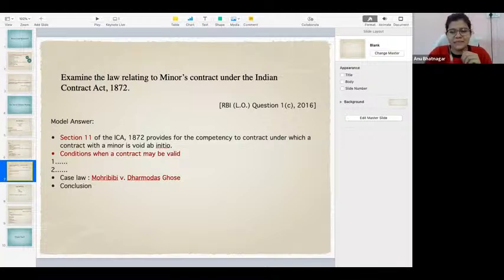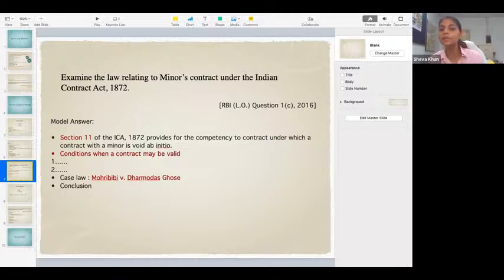तो जैसा अभी हमने जो आईबीसी मेथड देखा, इंट्रोडक्शन, बॉडी, कंक्लूजन का, उसी का एक एग्जाम्पल मैंने एक क्वेश्चन लिया है. एंड दिस इज फ्रॉम द 2016 आरबीआई पेपर. सो द क्वेश्चन इज: एग्जामिन द लॉ रिलेटिंग टू माइनर्स कॉन्ट्रैक्ट अंडर द इंडियन कॉन्ट्रैक्ट एक्ट 1872. सो दिस इज अ क्वेश्चन. अब हम देखते हैं कि जो हमने अभी आईबीसी मेथड देखा उस पर हम इसको कैसे अप्लाई करके आंसर दे सकते हैं. बिकॉज होता क्या है, जब आपके दिमाग में एक स्ट्रक्चर प्रिपेयर होगा, सो यू वोन्ट टेंड टू वेस्ट एनी टाइम इन द टाइम ऑफ एग्जाम आवर.